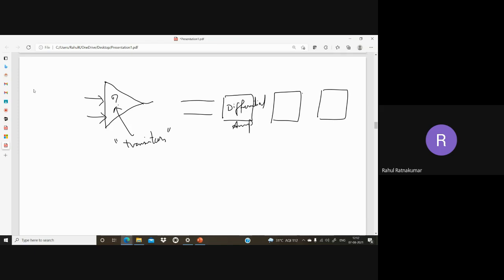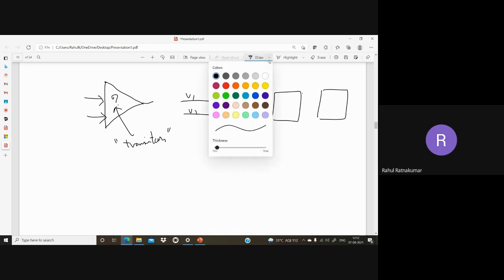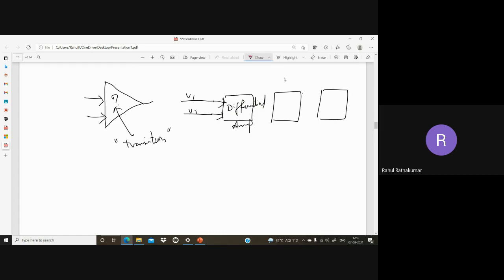What is a differential amplifier? As the name states, whatever I input into the differential amplifier, this is one input, V1, and this is V2. Now what happens? The differential amplifier will be amplifying the difference. That means the output of the differential amplifier will be the difference, V1 minus V2, amplified by the gain. This is a differential amplifier, right?